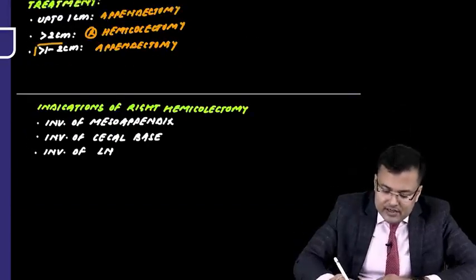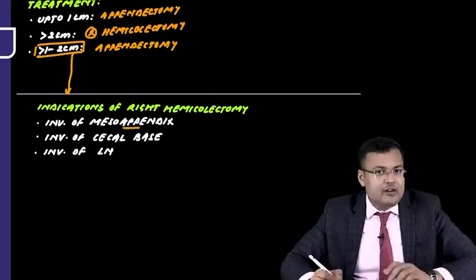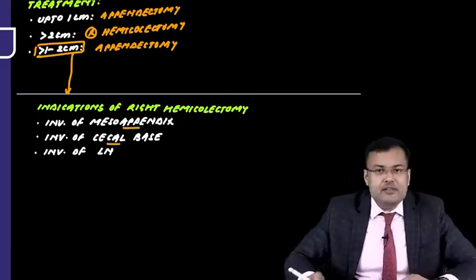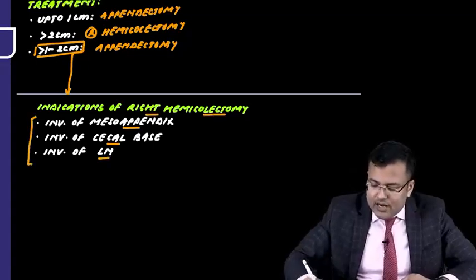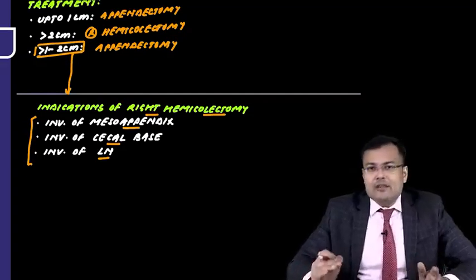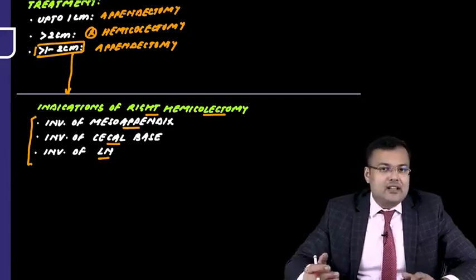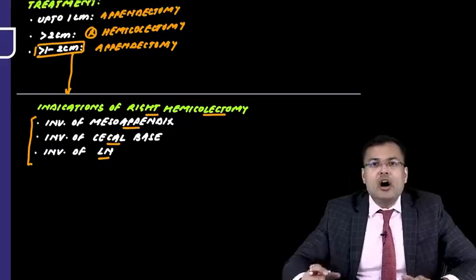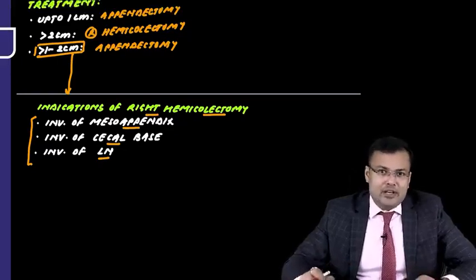Whenever size is more than 1 to 2 centimeter, but in such patients there is involvement of mesoappendix, if there is involvement of cecal base or involvement of lymph node, in these cases we have to go for right hemicolectomy. So this is the question which is asked frequently: the size of carcinoid tumor of appendix is more than 1 to 2 centimeter, what are the indications of right hemicolectomy? If there is involvement of mesoappendix, involvement of cecal base, or involvement of lymph node, in all these cases we perform right hemicolectomy.